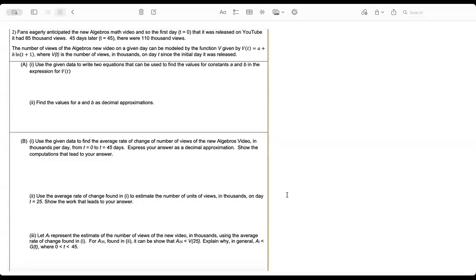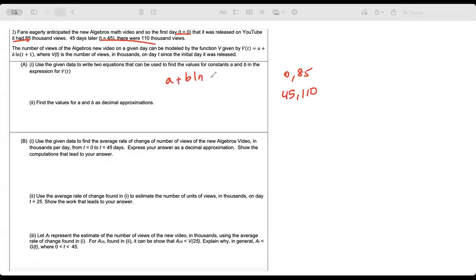Yeah, no problem. So again, I'm going to fill in the values for the function only. Same logic, right? Just an ln function. t equal to 0 is when it was released. At t equal to 0 there were 85,000 views, right? So (0, 85) was a point in the graph, and then (45, 110) was another point in the graph. So they have already given its form, there is no ln regression basically: A plus B ln(t plus 1). So you just plug in the values. The values are of the format t comma V of t.